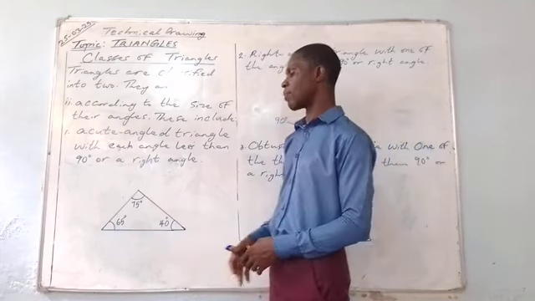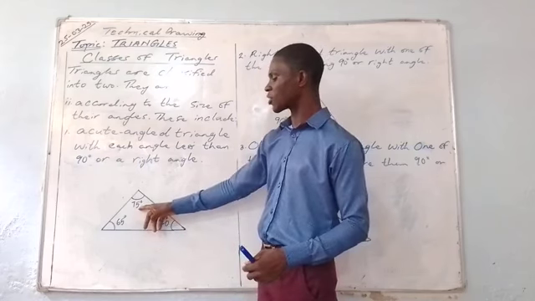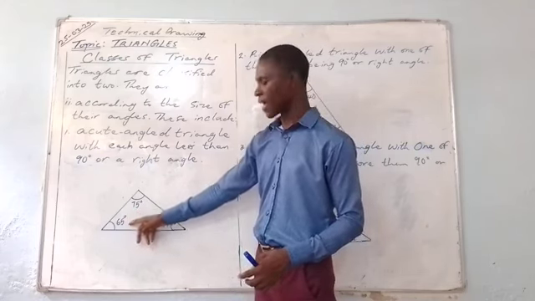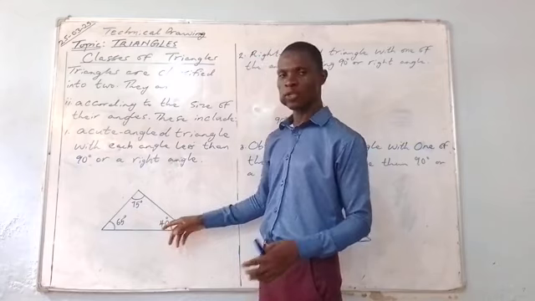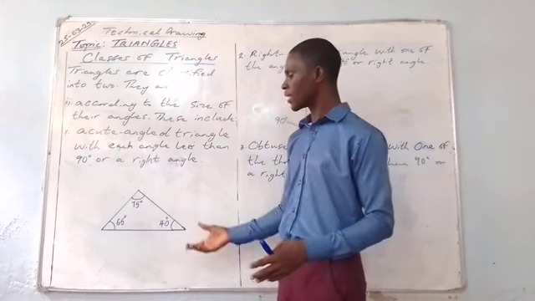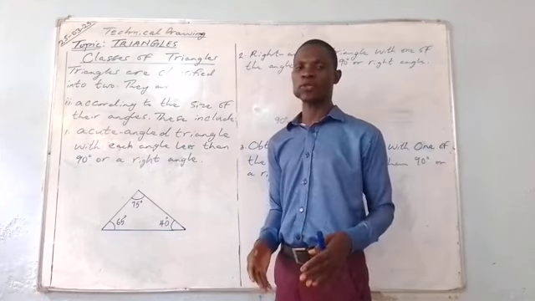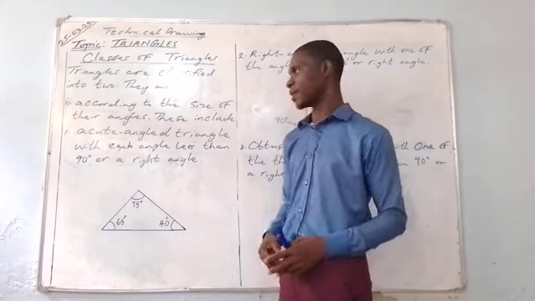So this is an example. Looking at this triangle, we have angle 75 degrees, angle 65 degrees, and angle 40 degrees. These angles are less than 90 degrees. Therefore, this triangle is an acute angled triangle. So let's take note of this.